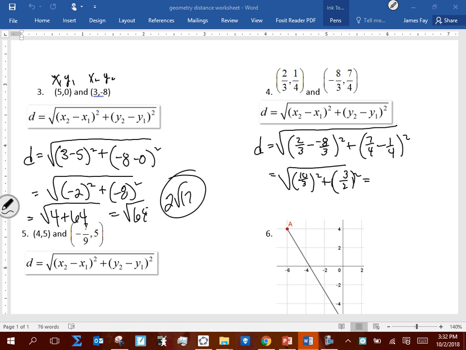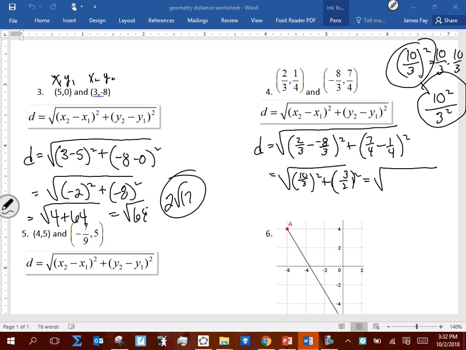Now we got to go through and do the simplification. So whenever I have a fraction squared, remember that means 10/3 times 10/3. Well, 10 times 10 is 10 squared. 3 times 3 is 3 squared. So this here gets me to that. So whenever I want to square a fraction, I square the top, I square the bottom. So 100 over 9. And then this one over here gives me 9 over 4.